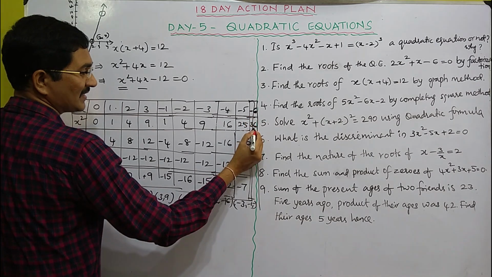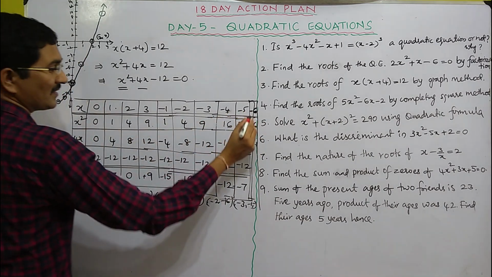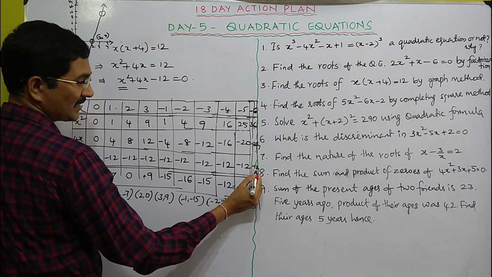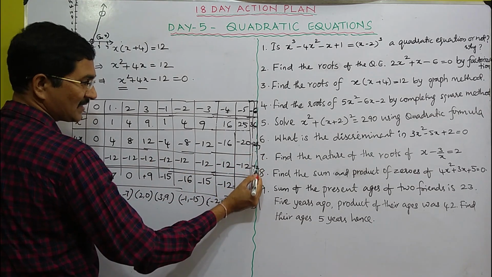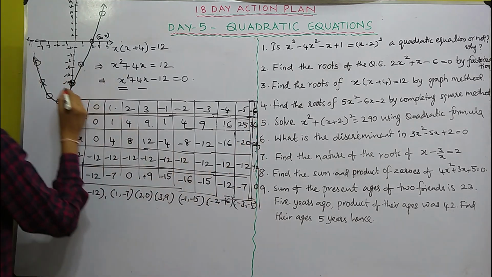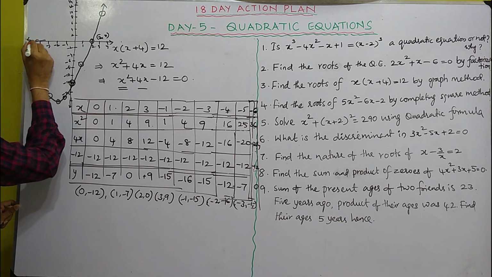So minus 6 squared is 36. 4 into minus 6 is minus 24. And this is minus 12. Minus 12 minus 24 is minus 36. Plus 36 added becomes 0. So we have minus 6 comma 0. So here we have got minus 6 and 0.